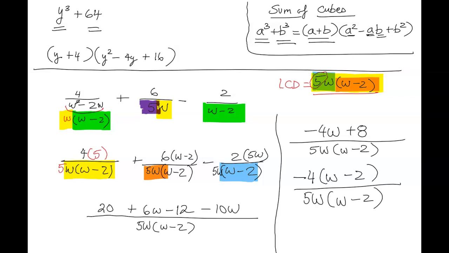And then we can see that we have w minus 2 in common. On top and at the bottom, cancel it out. And my final answer should be negative 4 over 5w. All right. I hope that helps.